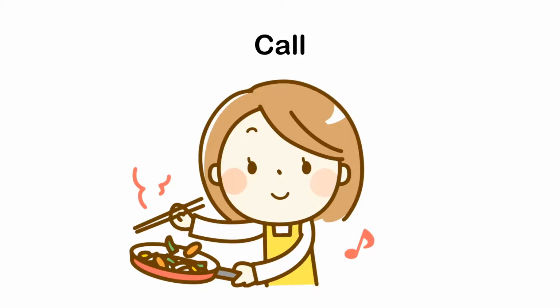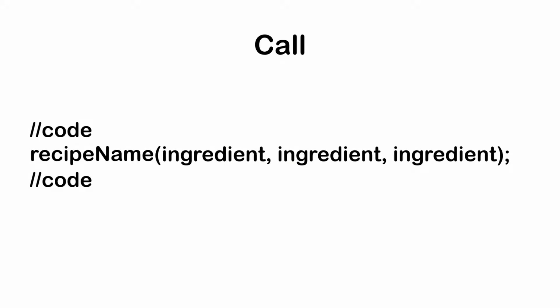The call is like when we choose to cook our recipes. We're going to execute the recipe and follow the instructions to create a specified result. It requires the recipe name and ingredients that we are providing in order to give us a result. Let's provide some of the surrounding code in order to use add.